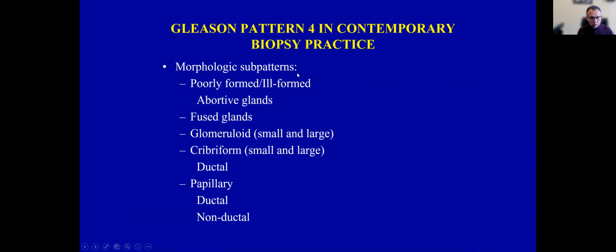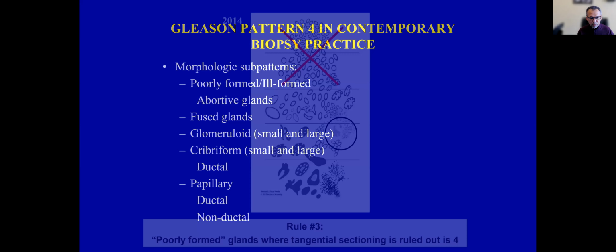Pattern 4 is also quite diverse. It can have a variety of different sub-patterns, such as poorly formed, and we will talk about all of this in detail. So I will not spend too much time here on this particular slide.